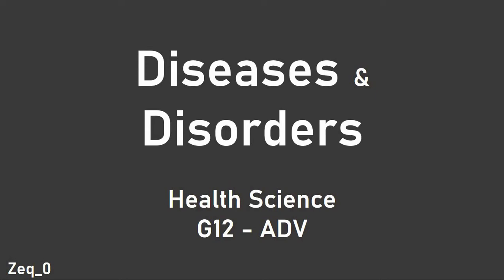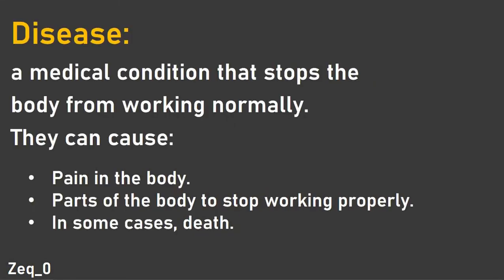Let's start with the definition of a disease. So you might not know, but there's a difference between a disease and a disorder. First of all, a disease is a medical condition that stops the body from working normally. It can cause pain in the body. It can cause some parts of the body to stop functioning properly, and it can cause death in some cases. So a disease is a condition that stops the body from working properly. It can cause pain, it can cause some parts to stop working, and in some cases it can cause death.